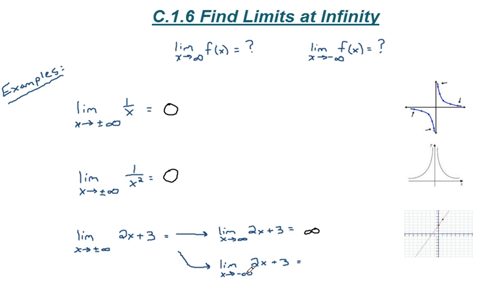So the limit as we approach infinity equals infinity, positive infinity. And as we go to the left forever for negative infinity, the function goes down as well and just keeps getting farther and farther down on the y-axis. It has a limit of negative infinity.